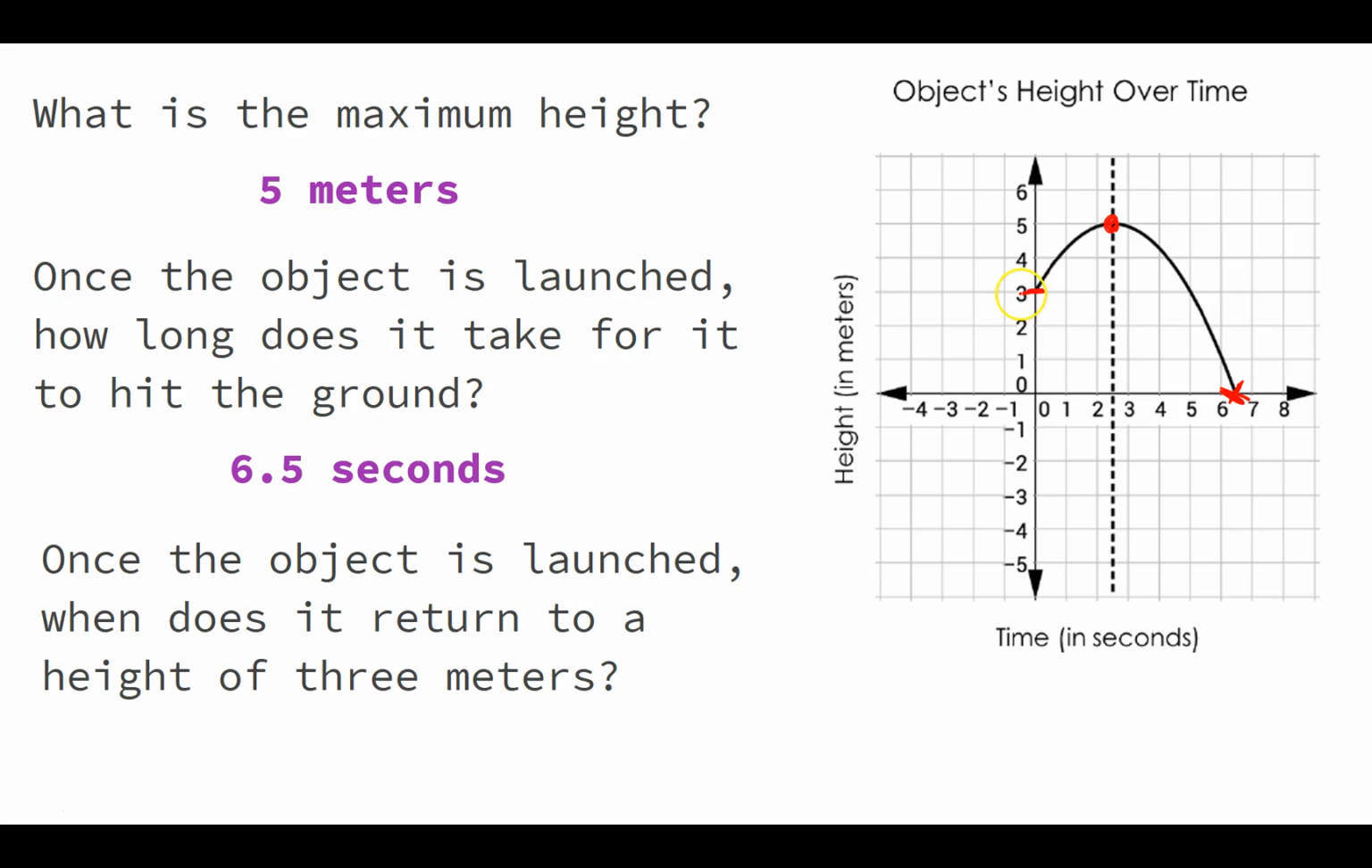Once the object is launched, when does it return to the height of 3 meters? Oh, so we're looking when it hits 3 meters again, right? So about right here. And that's at 5 seconds. Good. So if we throw something up in the air, it has to come back down. So it's going to hit that height twice, on its way up and on its way down.